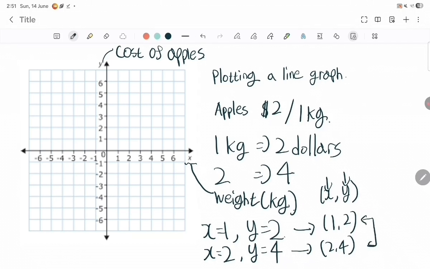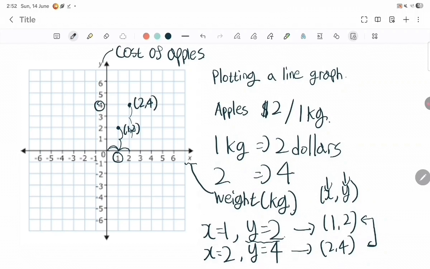these 2 points. x equals 1, x is here. I mentioned that x is the horizontal line, and then y equals 2, so we go 2 steps up. That's how we get (1, 2). And the next one is (2, 4). So just repeat the same process, 2 here, and then 4 steps up. So 4 is here. So we have (2, 4).